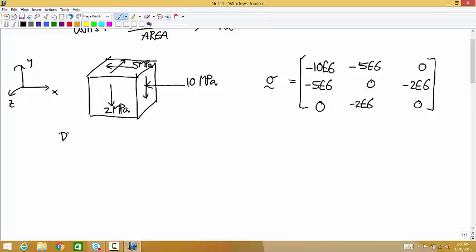The diagonals are called normal stresses because if you think of these as distributed load vectors on each face, the diagonal ones give the components that are perpendicular to the face. And the off diagonals, the ones that aren't diagonal, are called the shear stresses.